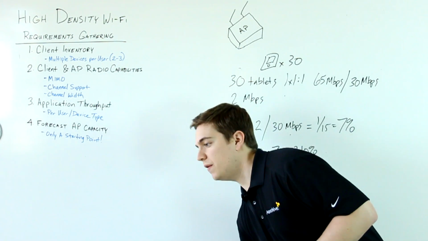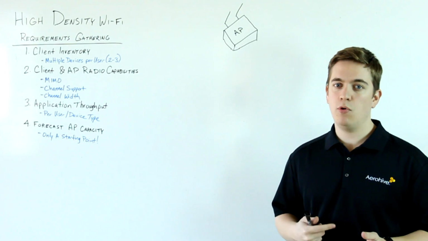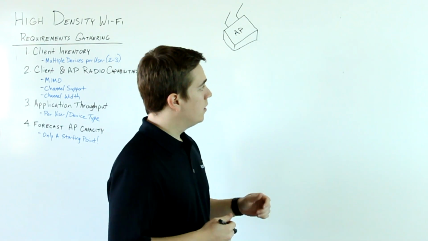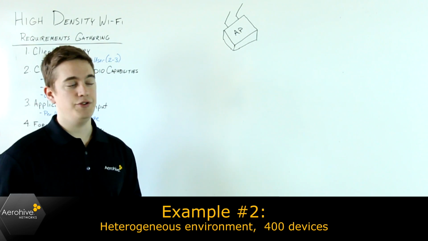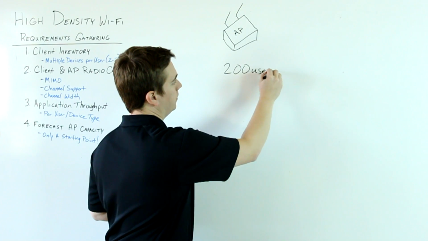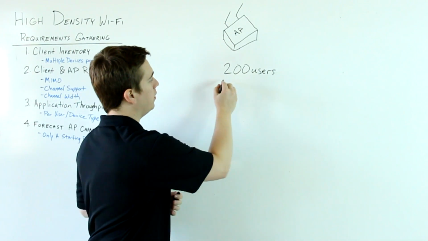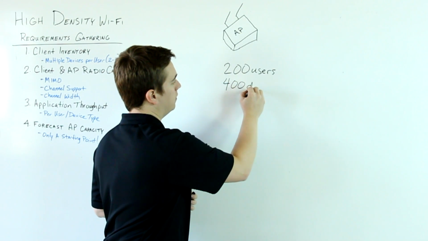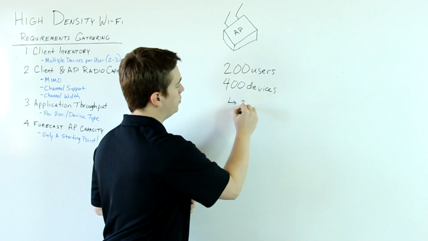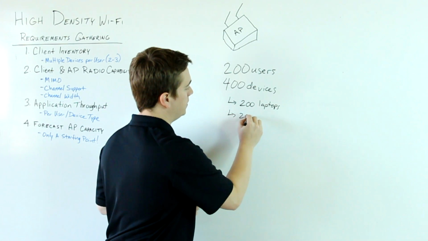For a second example, let's take one that's a little bit more complex. Let's take more of a heterogeneous environment where we have a mixture of client device types. So let's say we're planning a lecture hall in a large university, and we're going to plan for 200 users. These 200 users are going to bring in 2 devices each, maybe a laptop and a tablet. So we're going to have 400 total devices, and this accounts for 200 laptops and 200 tablets.